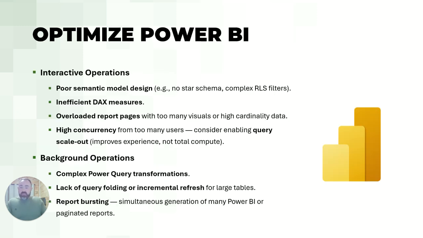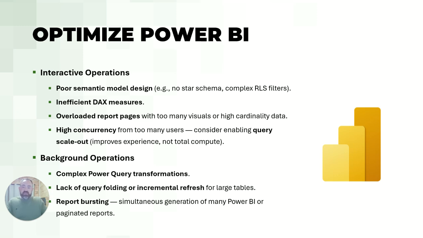And in Power BI, we need to manage our interactive operations. Get away from poor semantic model design, so use your star schema and try to avoid any complexities there. Optimize your DAX measures. For overloaded report pages, stick to 6 to 8 visuals. Don't just have loads there because it will take capacity.